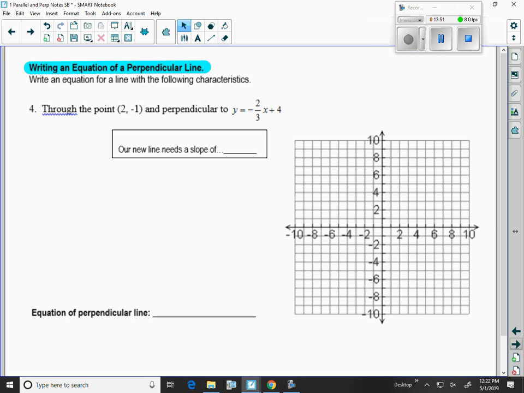All right, number 4. Write an equation that's perpendicular here. Through the point 2, -1, perpendicular to y equals 2/3 x plus 4. What's my new slope? Positive 3 over 2. Flip the fraction, flip the sign. Okay, so I'm gonna have y equals.